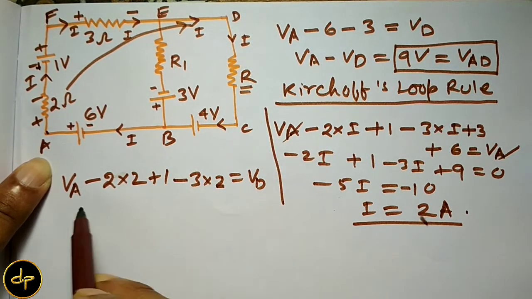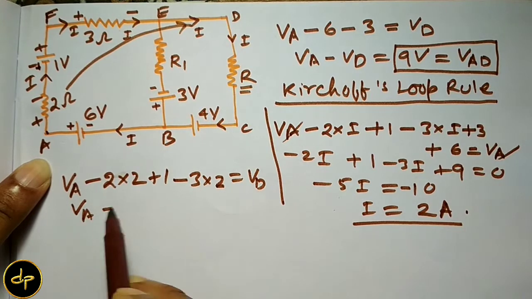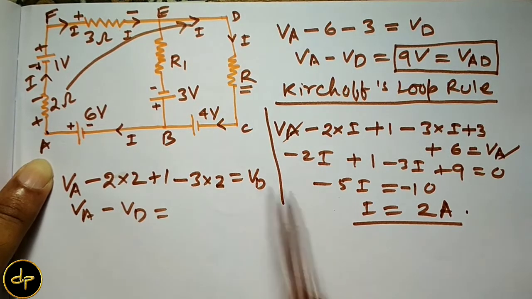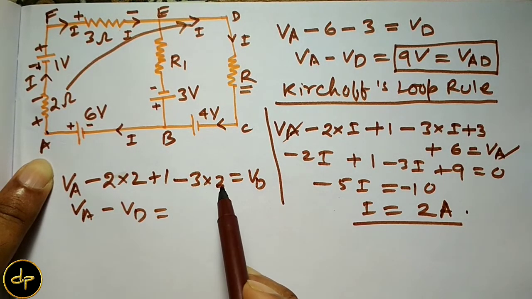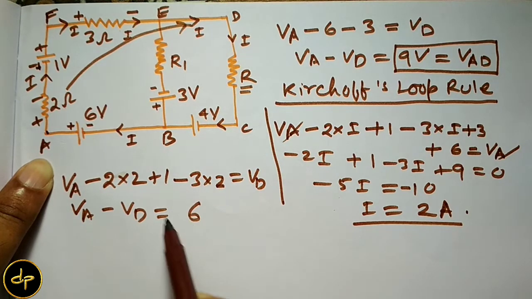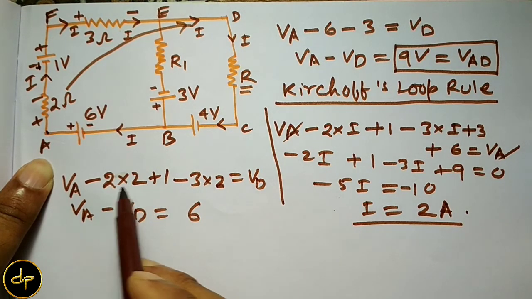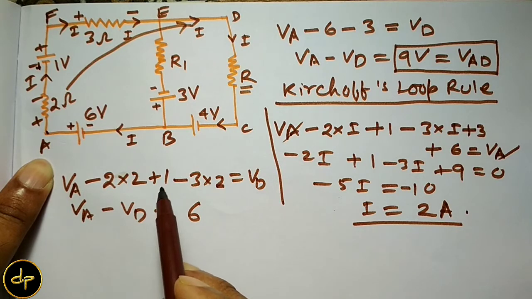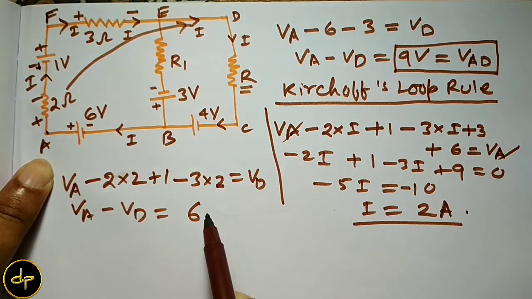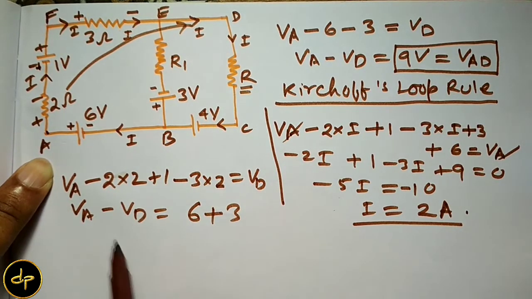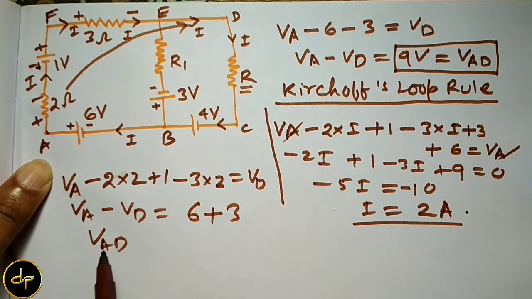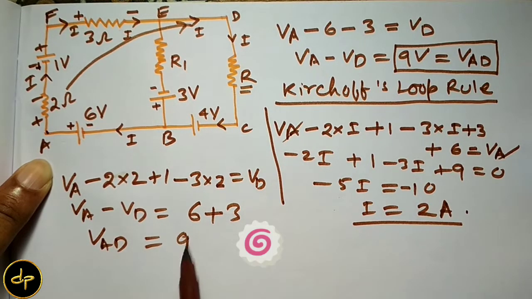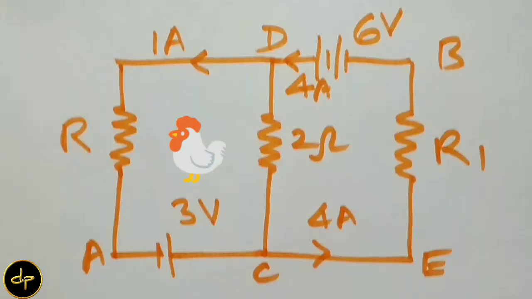So I need VA minus VD. VA minus VD is equal to, we will write all these things: 3 to the 6 positive, and 2 to the 4, and 4 and 1 less 3, and so this is positive 3. So the potential between A and D is equal to 9 volts. This is by using Kirchhoff's rule.